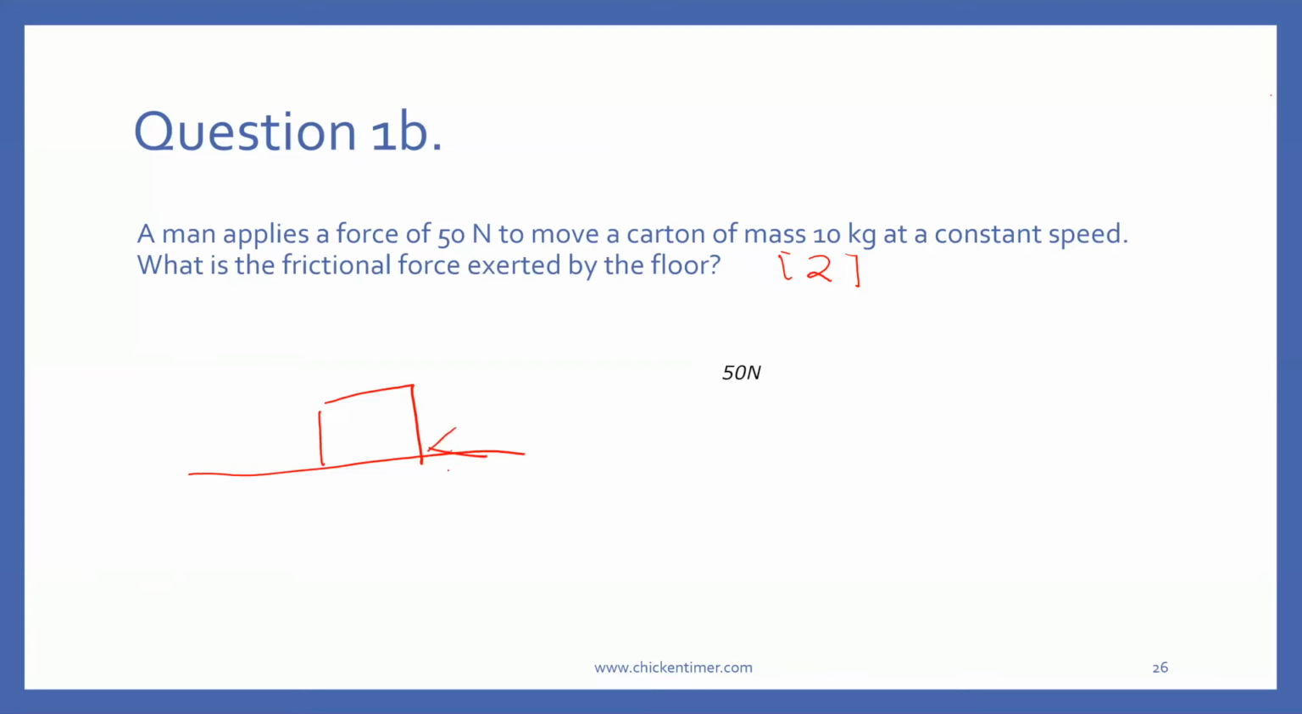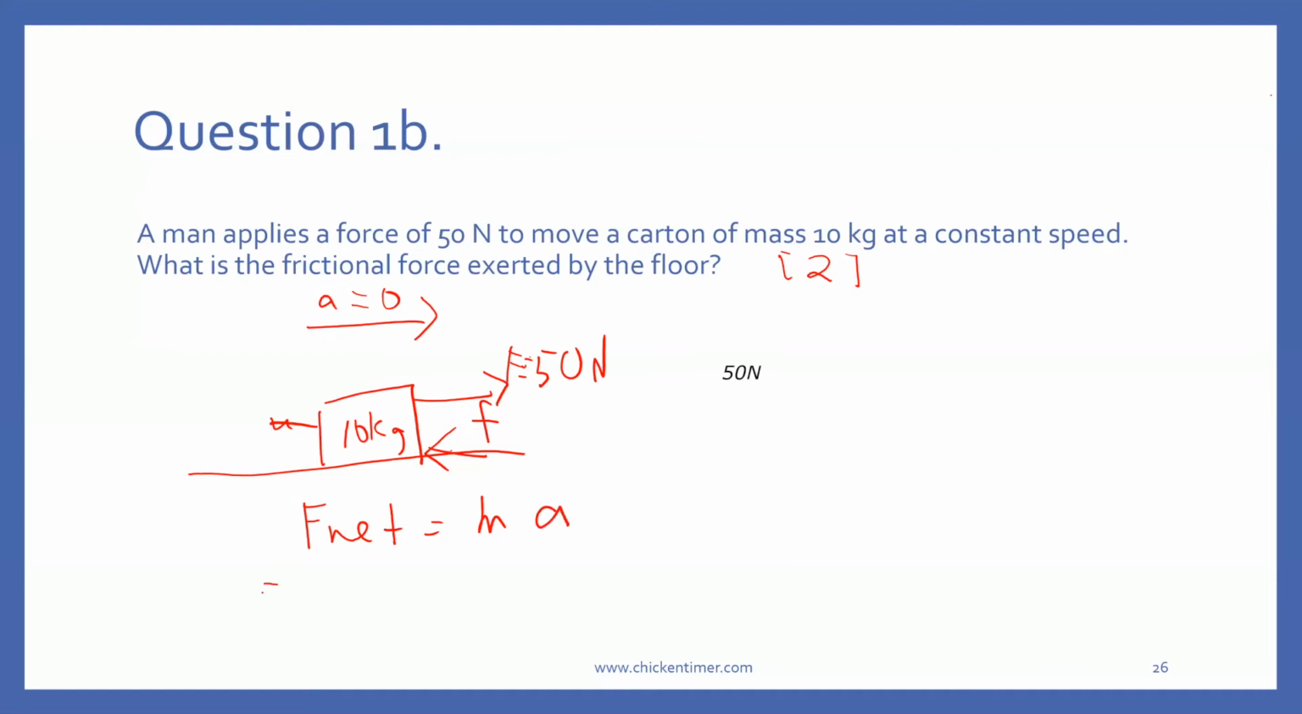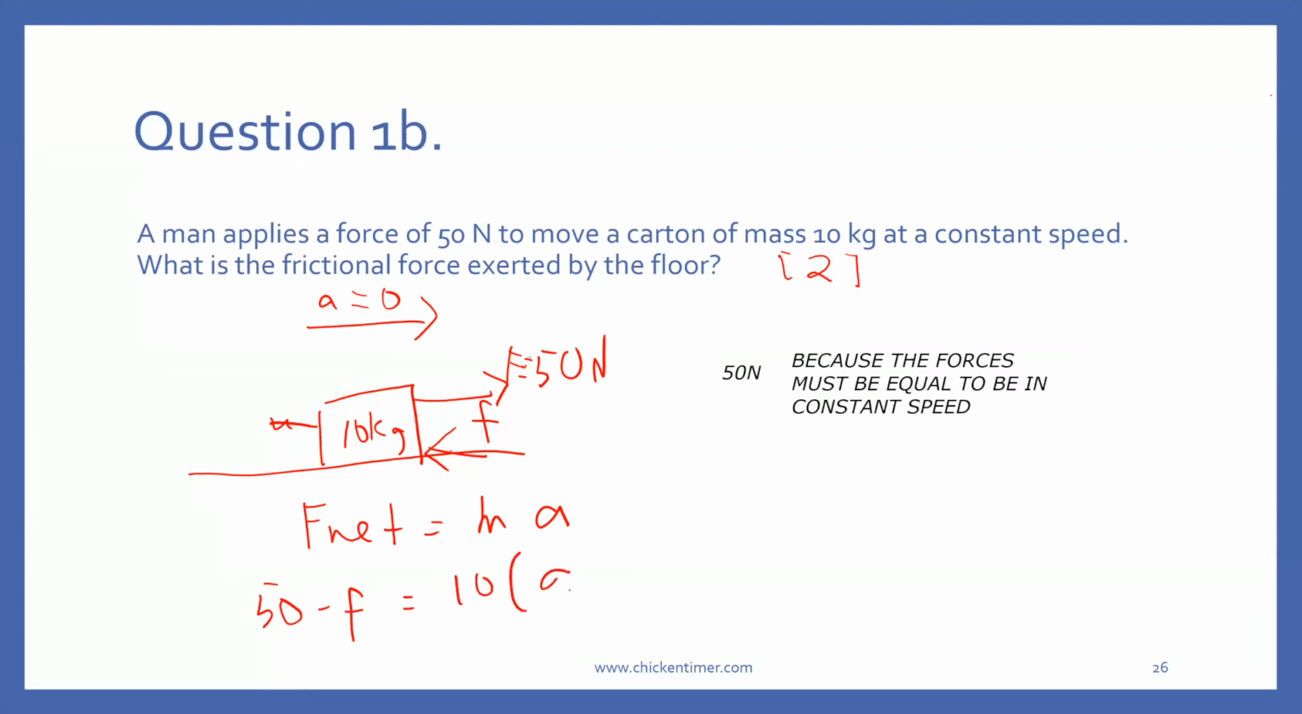So I would draw friction and the applied force. The applied force is 50 newtons. Constant speed, so acceleration is 0. So resultant force is mass times acceleration, and the resultant force here is actually 50 minus F. Mass is 10, acceleration is 0. If they want you to give a proper working, then this is the proper working. You give them a diagram and show that the resultant force is applied force minus friction.